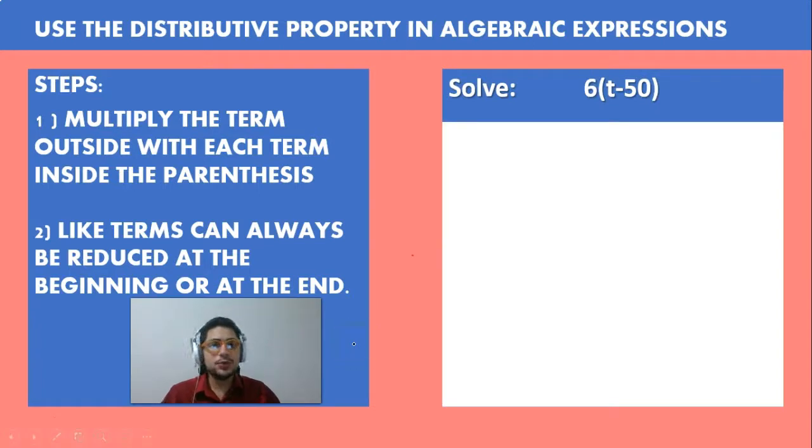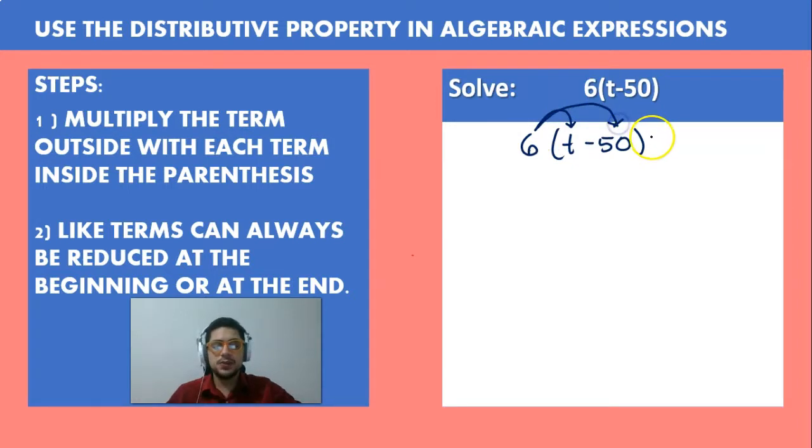So guys, in this case, we're going to solve the following problem. 6 multiplied by t minus 50. So guys, the thing that you have to remember is that we can rewrite it, right? So 6 multiplied by t minus 50. Remember guys, 6 is going to be multiplying every single term inside the parentheses. So 6 is going to multiply t, and 6 is going to be multiplying minus 50.